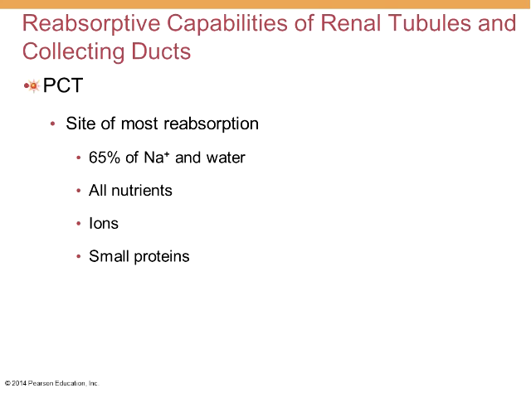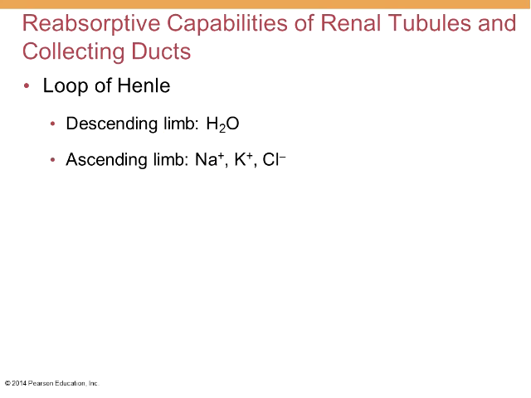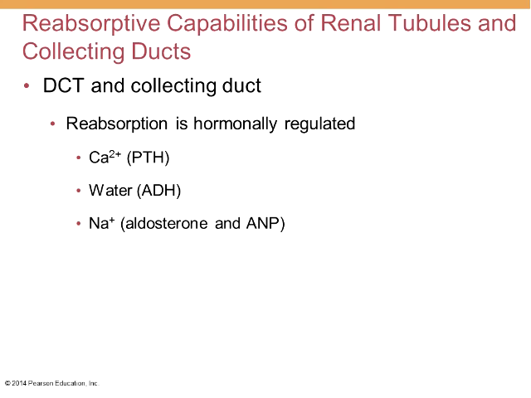Now, we look at reabsorption in the proximal convoluted tubule, and that's the site of most of our reabsorption. 65% of the sodium and, subsequently, the water is reabsorbed at this level. All our nutrients, ions, and small proteins are reabsorbed at the proximal convoluted tubule, the tubule between Bowman's capsule and the loop of Henle. Now, the descending loop of Henle is very open to water movement, and the ascending loop is only open to sodium, potassium, and chloride, but no water movement. And we'll talk more about that in just a bit.